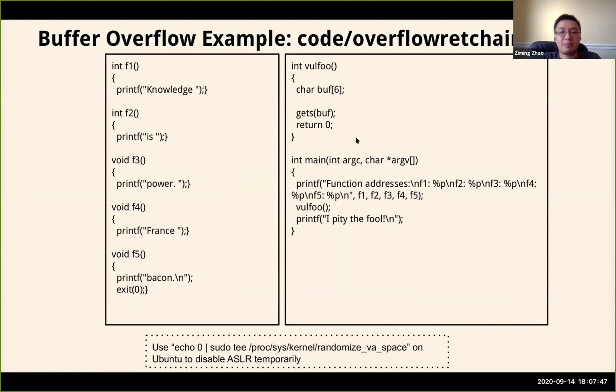So let's say this example. I call this an overflow return chain. We will do 32-bit and 64-bit. Let's see what we have. The main function will just print out the addresses of all those 5 functions. The first function prints out knowledge, the third one is power, the fourth one is friends, and the fifth one is bacon. So what we're trying to do here is print out "knowledge is power, friends is bacon," right? That's what we're trying to print out.